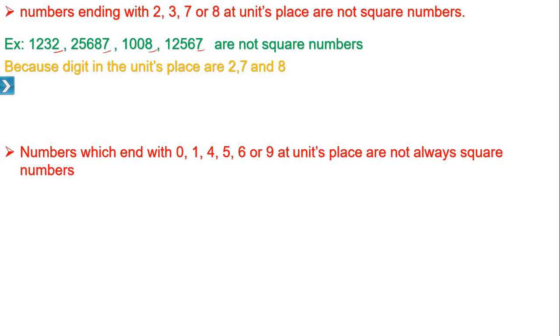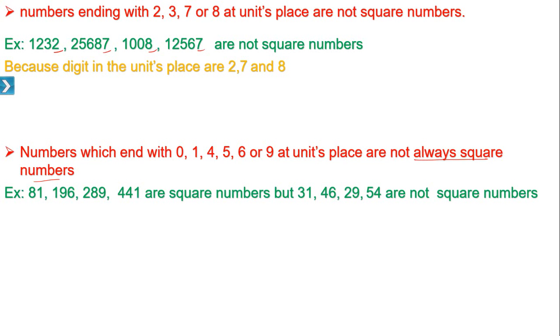But remember, numbers which end with 0, 1, 4, 5, 6 or 9 at units place are not always square numbers. Square numbers end with 0, 1, 4, 5, 6 or 9, but numbers which end with 0, 1, 4, 5, 6 or 9 at units place are not always square numbers. Look at these examples.